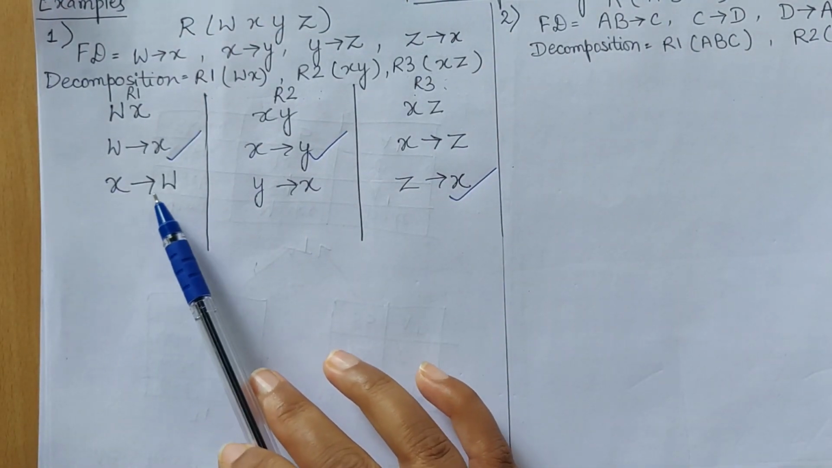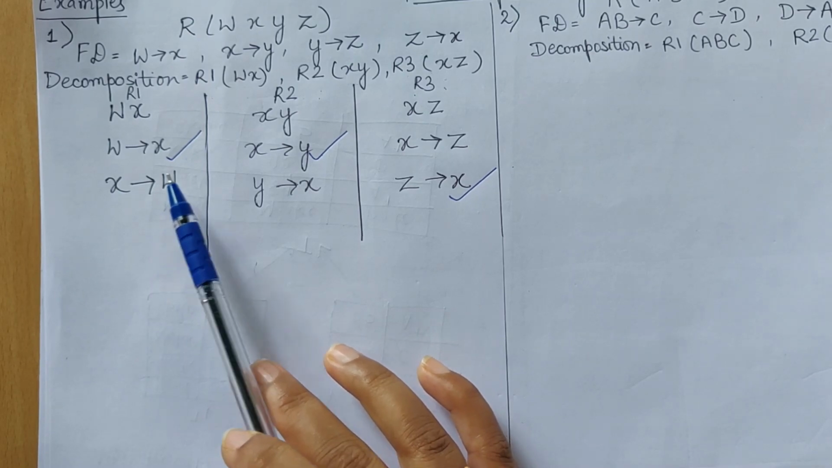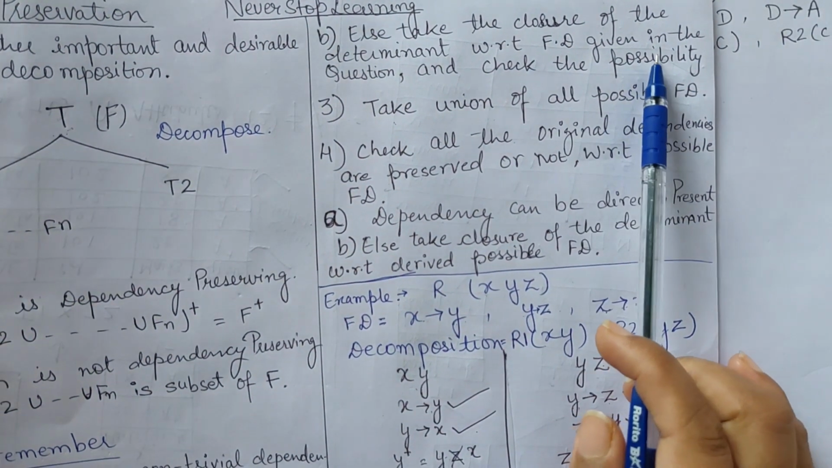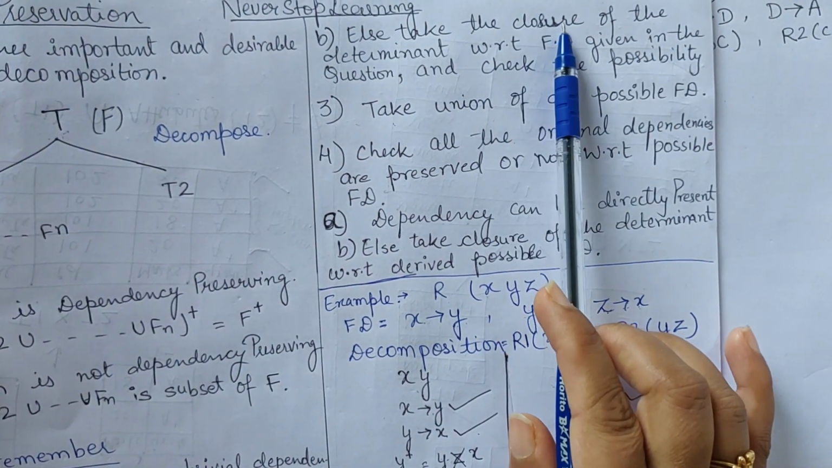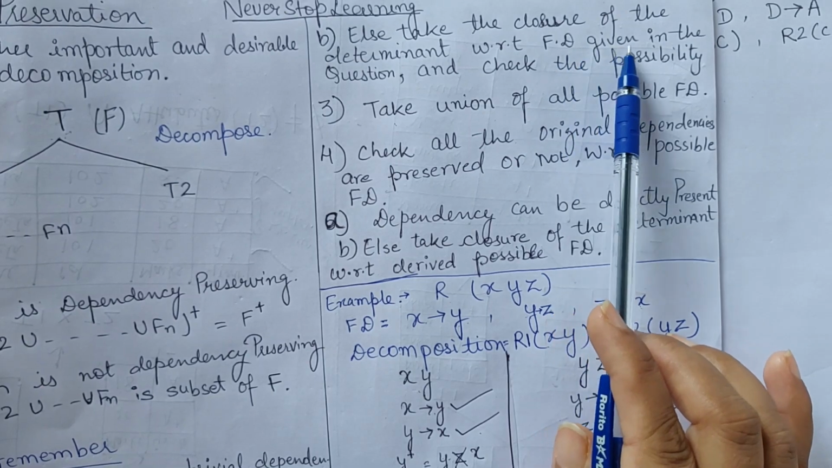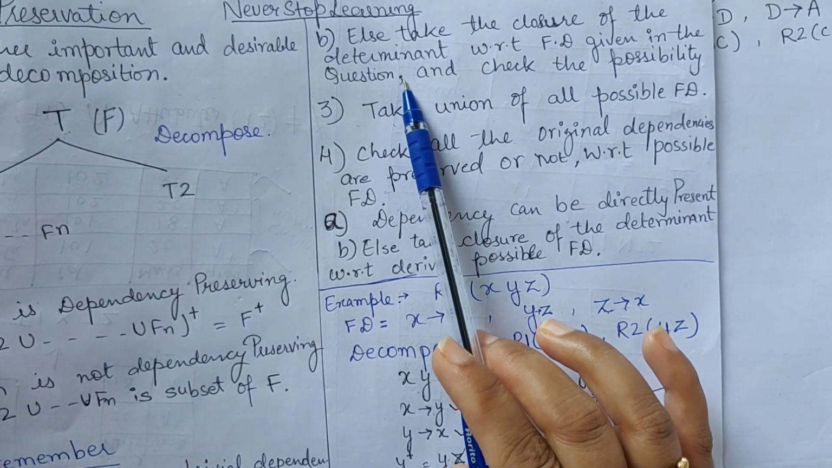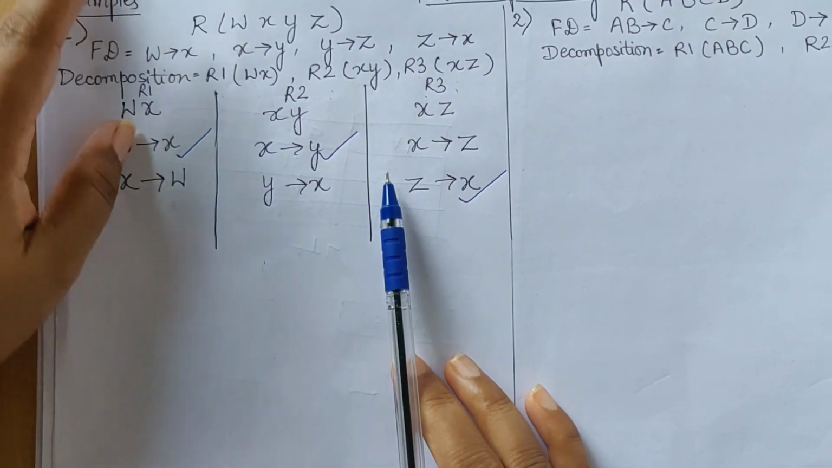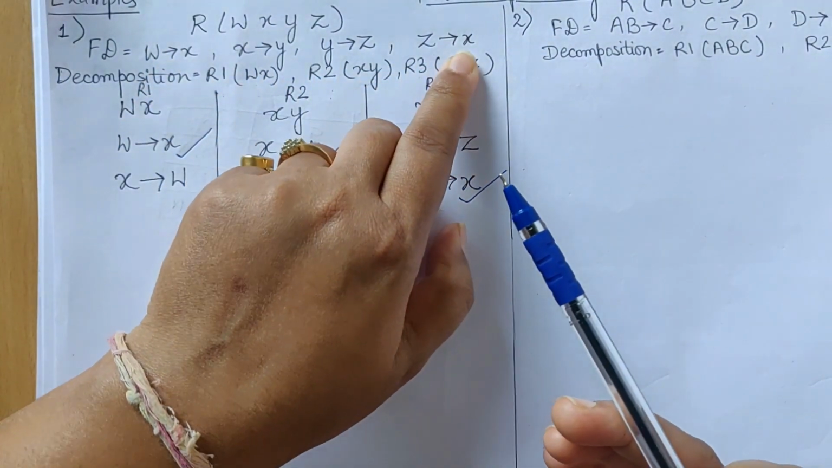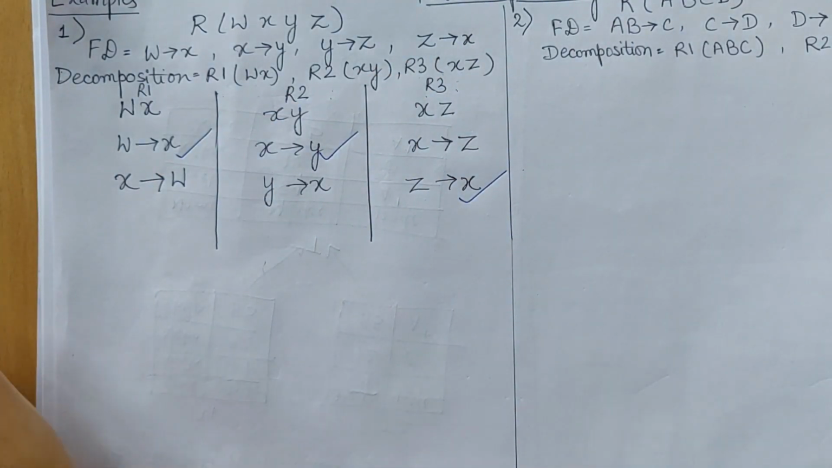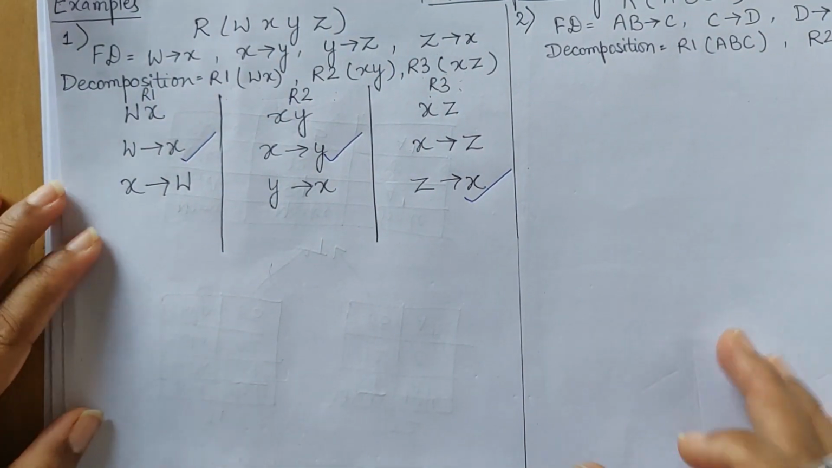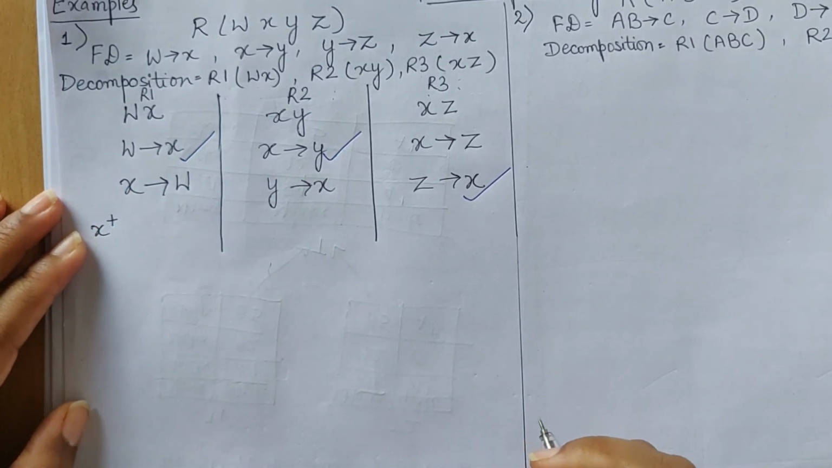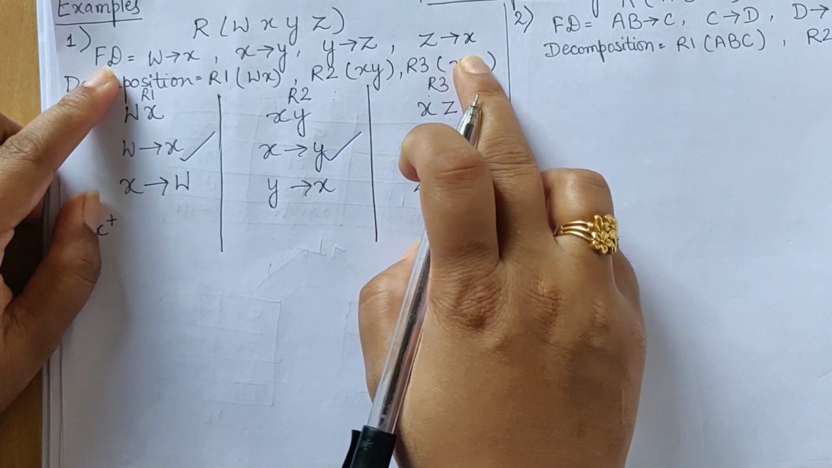For X determines W, is it present or not? What is the determinant here? X is the determinant. So I will take the determinant's closure with respect to the functional dependencies given in the question, and then I will check the possibility. Let's check here. The determinant is X, and I am taking the closure of X with respect to the functional dependencies given in the question.